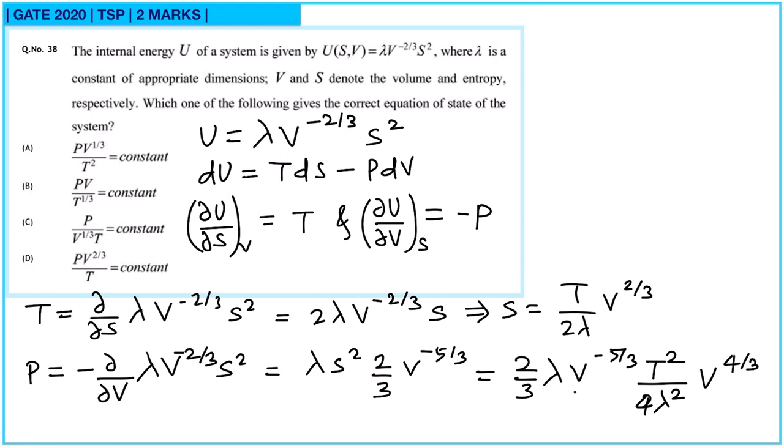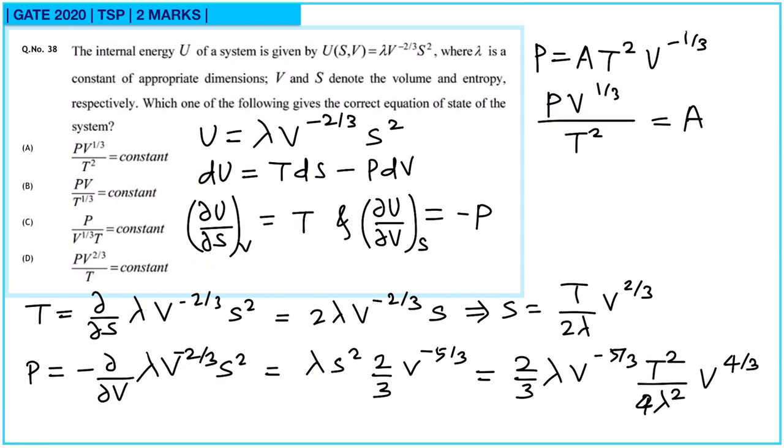Now all these are constants. So P is equal to, we have this constant 2 by 3 lambda upon 4 lambda square. This is a constant into we have T square into V raised to minus 5 by 3 plus 4 by 3. So that is V raised to minus 5 plus 4, that is minus 1 by 3. So V raised to minus 1 by 3. So that means we have P V raised to 1 by 3 upon T square is equal to some constant. So here option A is correct.